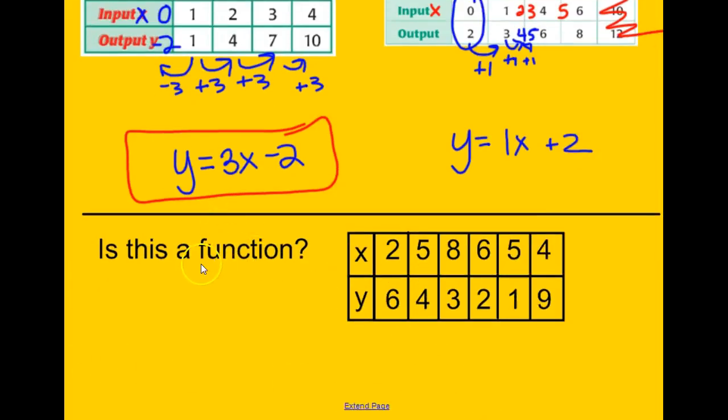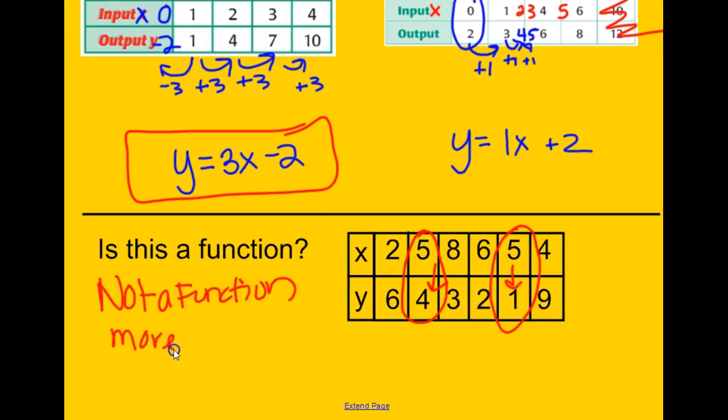Then we have this down here, it says, is it a function? Remember, looking at our pop machine, we need to look that all of our inputs, our x's, are different. Here we have 2, 5, 8, 6, 5, 4. Well, we have 2 times that we pushed the button 5 on our pop machine. One time we got out a 4, and the other time we got out a 1. So no, this is not a function, because there's more than one output. More than one output for the number 5. There we go.